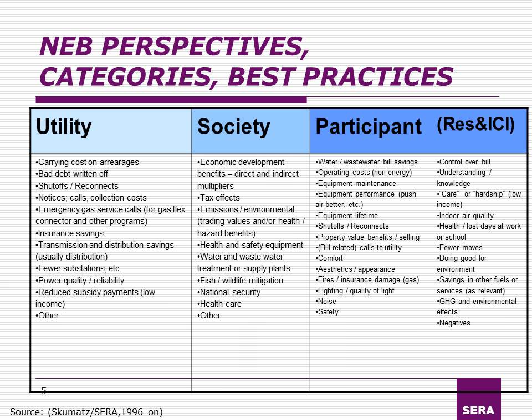The main NEBs perspectives, utility, society, and participant, include a variety of NEB categories, including on the utility side, financial things like arrearages, bad debt, insurance, and reliability issues. In the societal perspective, we're talking mostly economics and emissions, health as well, and some other infrastructure. And on the participant side, for the residential sector, we're talking things like comfort, control over their bills, shutoffs, noise, and savings on other bills. On the commercial side, we're talking productivity, indoor air quality, lifetimes, maintenance, and other kinds of things.